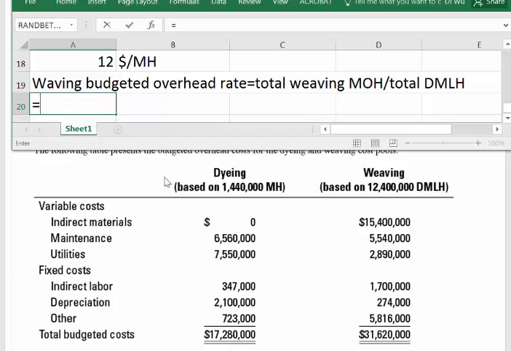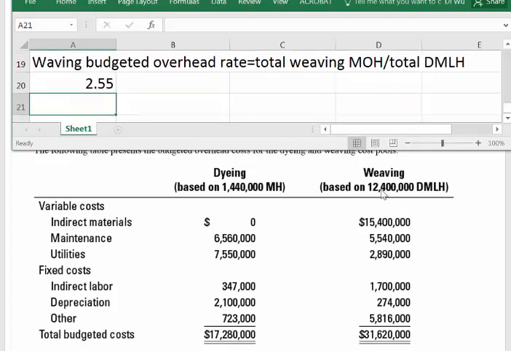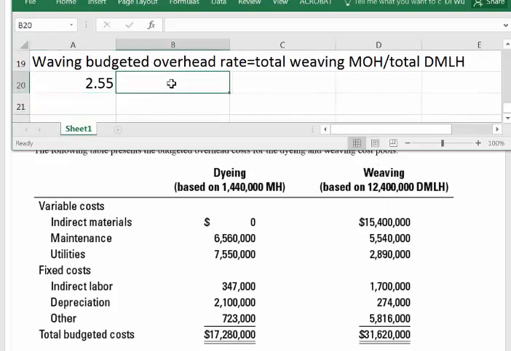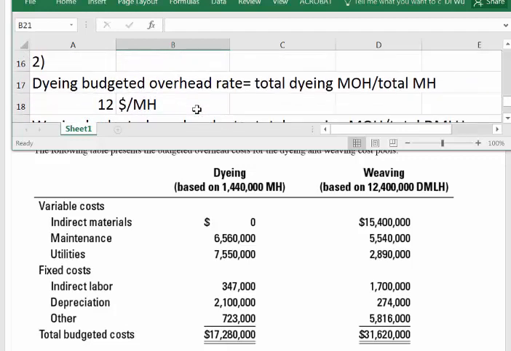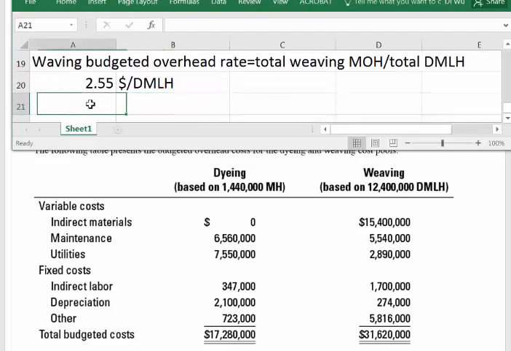So we are going to divide 31,620,000 by 12,400,000. So the answer is $2.55 per direct manufacturing labor hour. So we have completed part 2. So we find the overhead rates of these two activities.